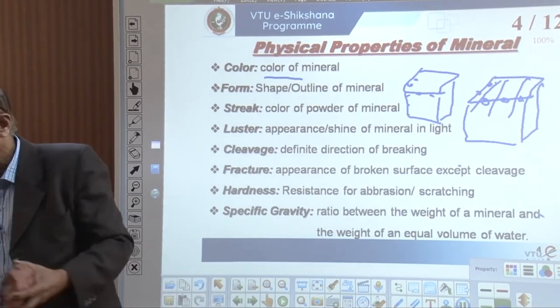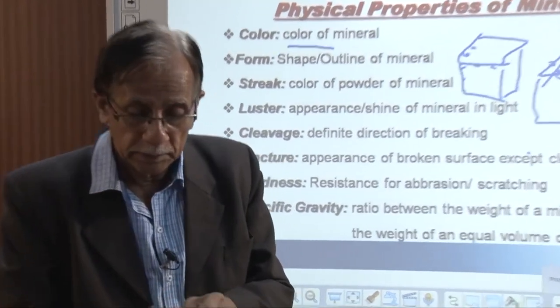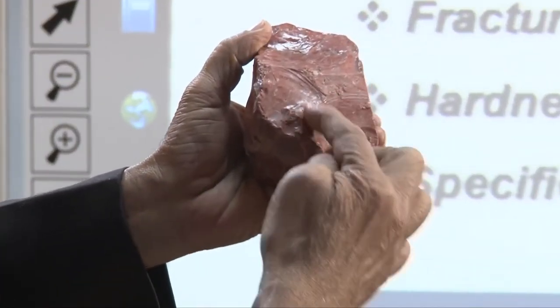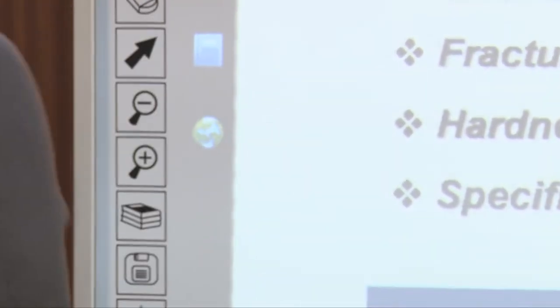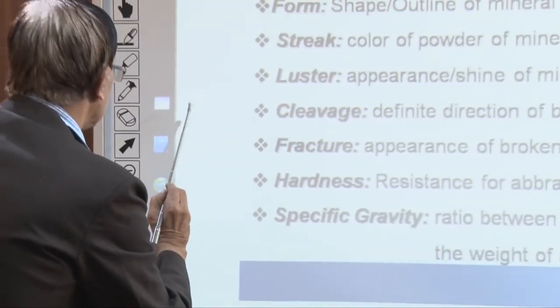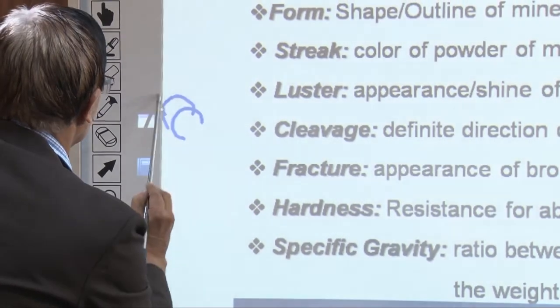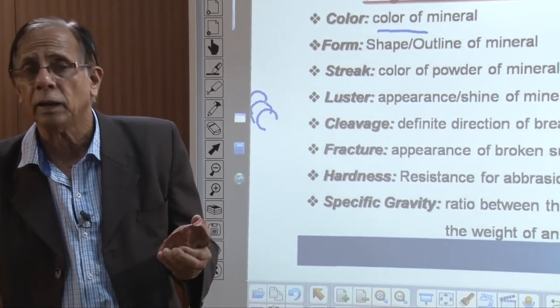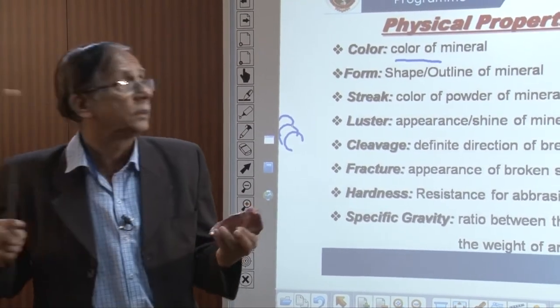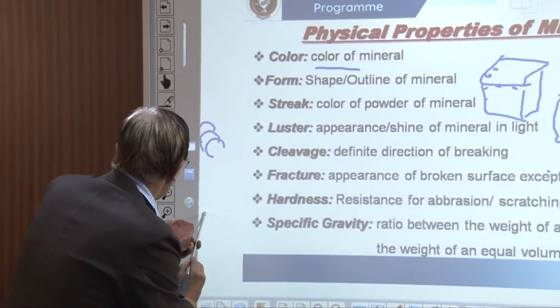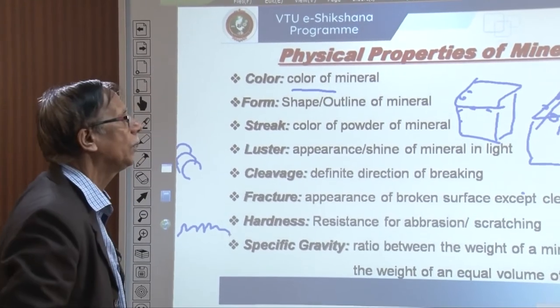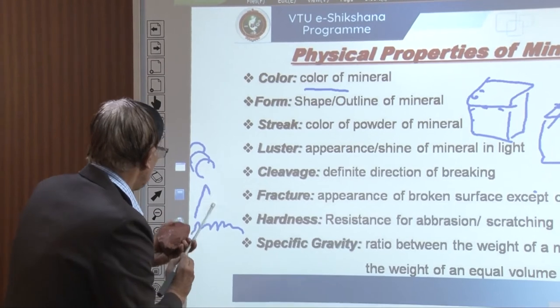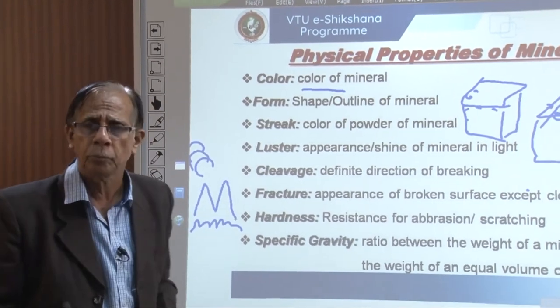For example, I have a mineral called jasper. When I break this, we find a ring-like, concentric appearance on the broken surface. That is a characteristic of that mineral. There are certain minerals which are broken into irregular surfaces, which we call irregular fracture. There are certain minerals broken into sharp edges.